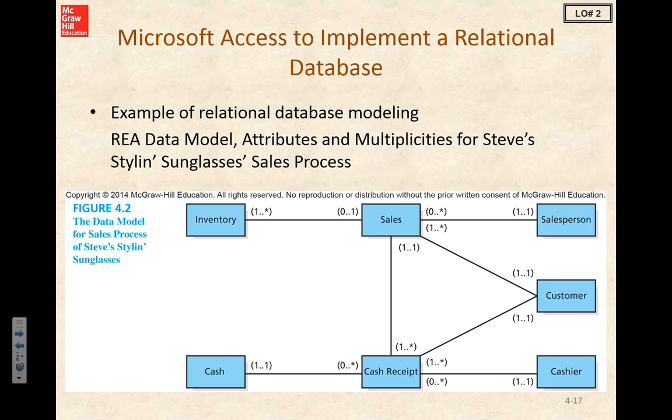Here is a UML class diagram drafting a data model for the sales process of Steve's Styling Sunglasses, which you will model in your database. Let's take a minute to get familiar with Steve's business and data models. What we see here is an REA data model separating the classes into 3 general categories: our resources, our events, and our agents. Taking a look at our resources, we're going to start first with inventory.